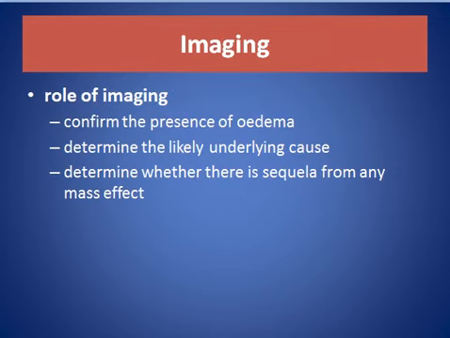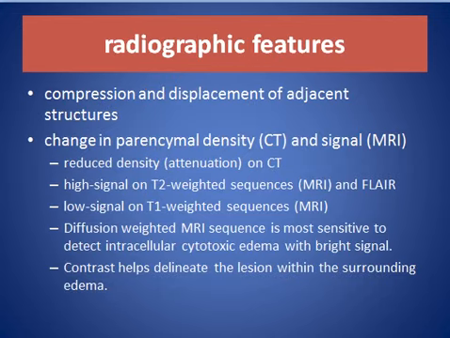What is the imaging of brain edema? The role of imaging is to confirm the presence of edema, determine if there is any underlying cause, and determine whether there are sequelae from the mass effect or not. The radiological features are compression and displacement of the adjacent structures, and changes in the parenchymal density on CT scan and signal on MRI.